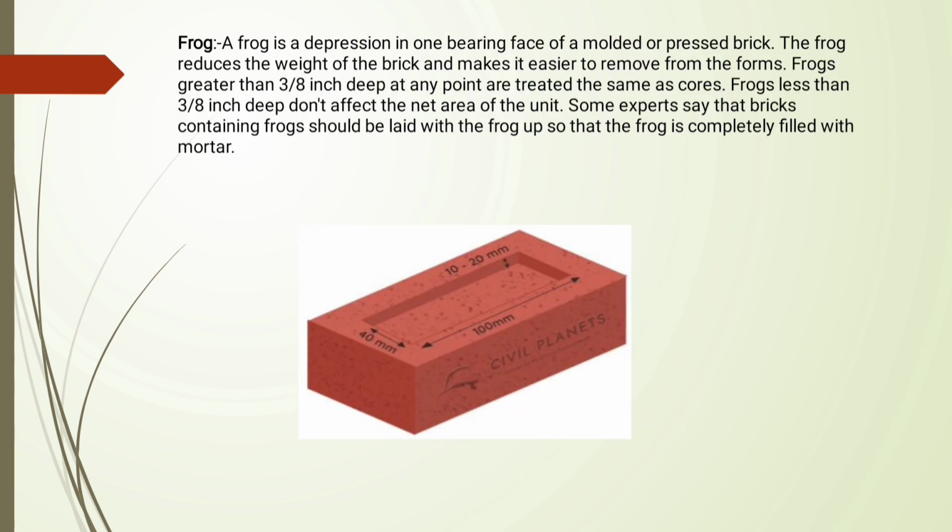Frog. A frog is a depression in a bearing face of a molded or pressed brick. The frog reduces the weight of the brick and makes it easier to remove from the forms. Frogs greater than 3/8 inch deep at any point are treated the same as cores. Frogs less than 3/8 inch deep don't affect the net area of the unit. The bricks containing frogs should be laid with the frog up so that the frog is completely filled with mortar.